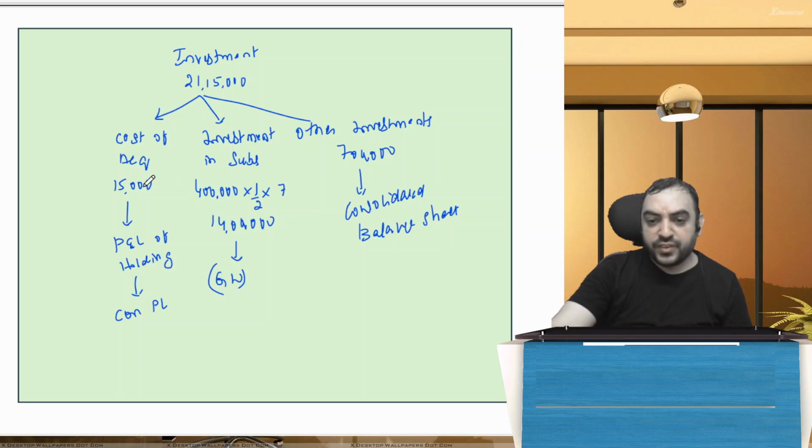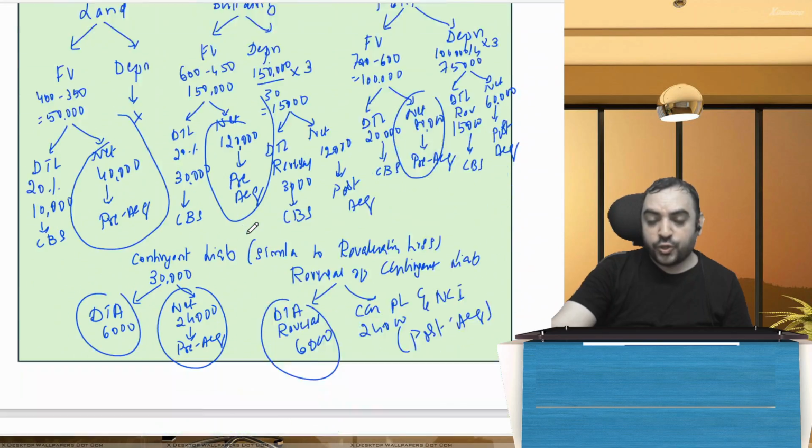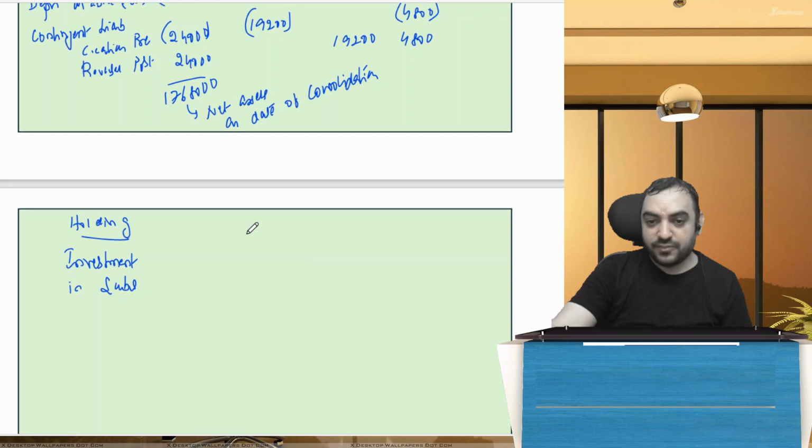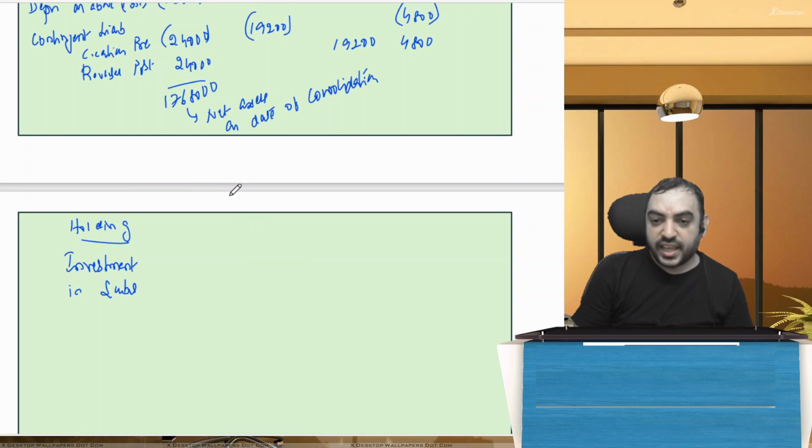That is cost of investment, I'll go to P&L. Investment in subsidiary 14 lakh. Yeah, that 14 lakh will take it here. Investment in subsidiary 14 lakh. This entire amount of 14 lakh will go to goodwill calculation.